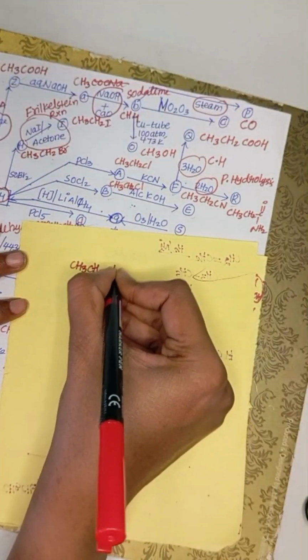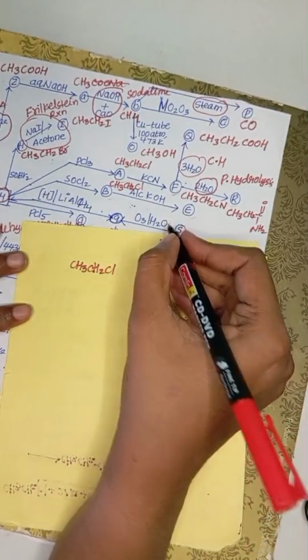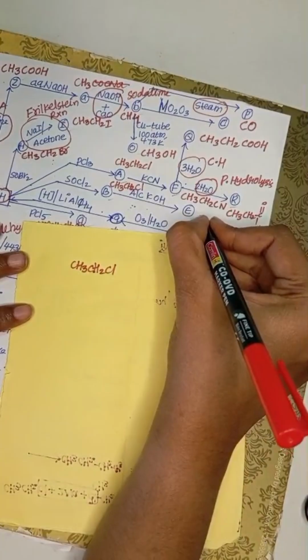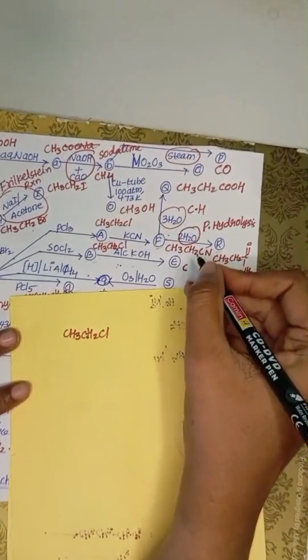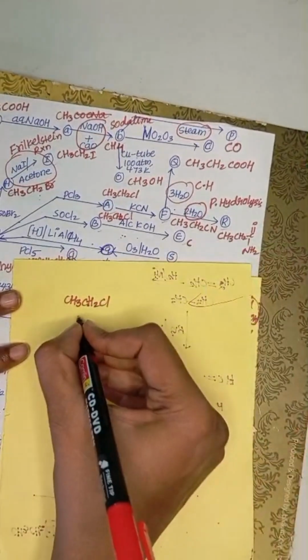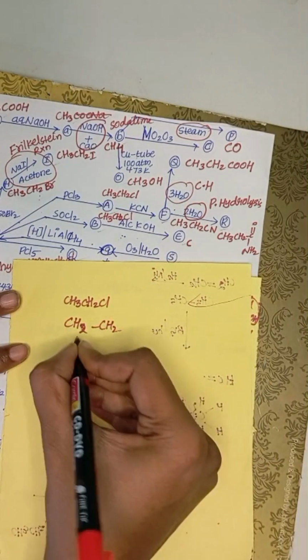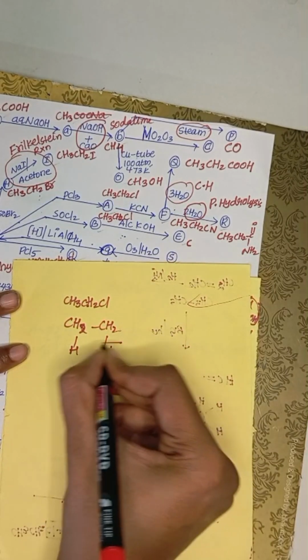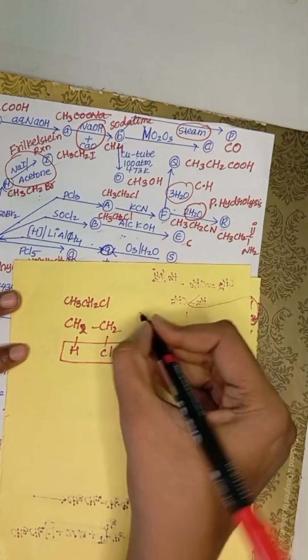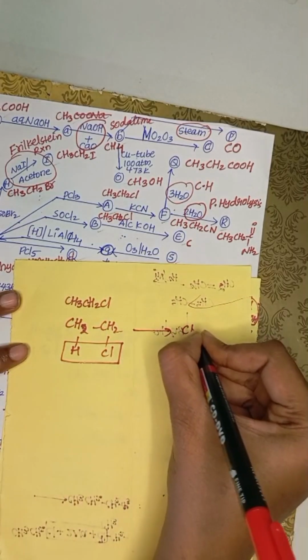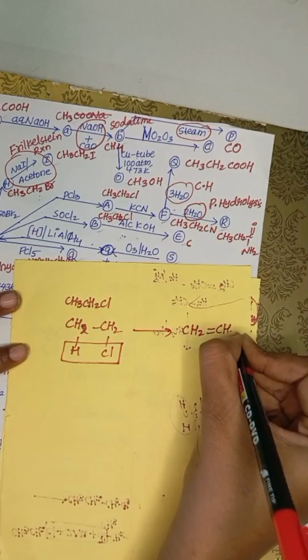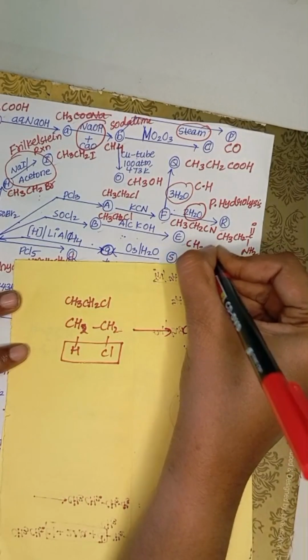Whenever chloroethane is treated with alcoholic KOH, it undergoes dehydrohalogenation and forms the corresponding alkene.